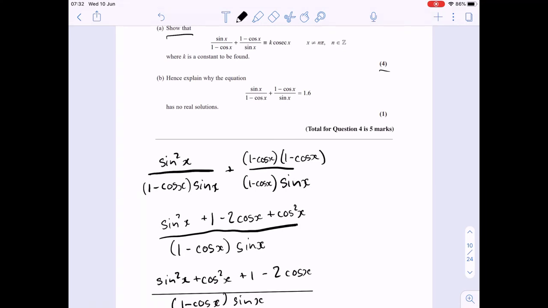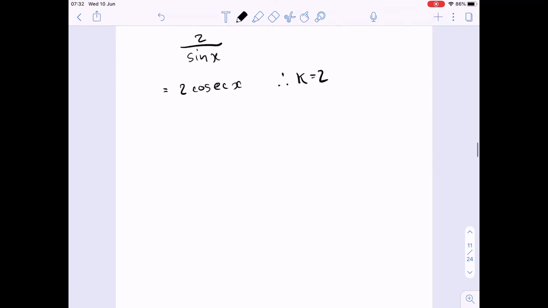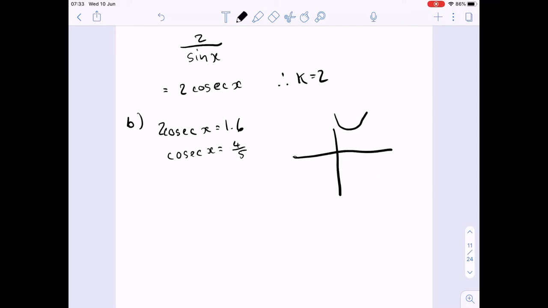Okay, B, explain why the equation, what we had above equals 1.6, has no real solutions. It's just worth the 1 mark. So 2 cosec x equals 1.6 will result in cosec x equaling 1.6 divided by 2, 4/5. And if we think about the cosec graph, okay, it's something like this, isn't it? Where it doesn't hit between minus 1 and 1.